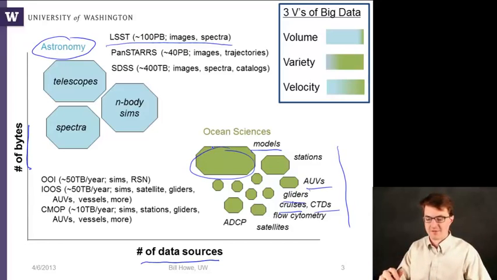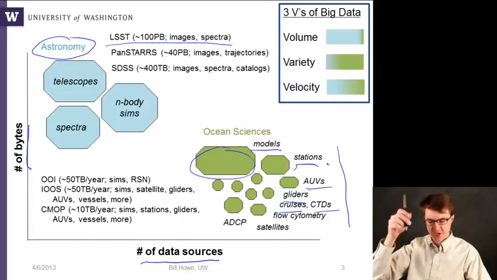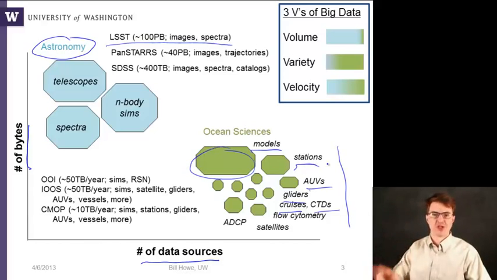So there's a lot of diversity there. And I say stations to mean these sort of fixed stations where there's a particular sensor deployed at one location and just measuring across time.